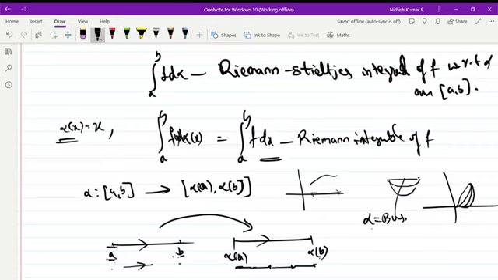So some monotonically increasing function. Okay, so this is the Riemann Stieltjes integral. Okay, let's move forward.